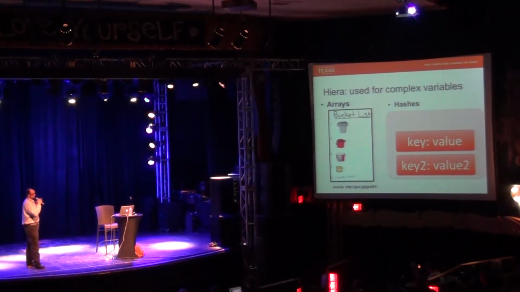So Hiera, as we've seen, and if you're familiar with Hiera, is basically complex variables, although it can be used for simple ones, but that's our standard. It's either arrays, like a bucket list, or it's a hash. A hash, if you're not familiar, is just a bunch of key value pairs. And it's turtles all the way down. You can make it very deep if you like.